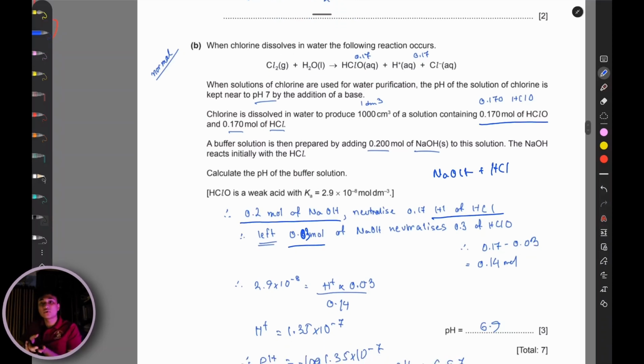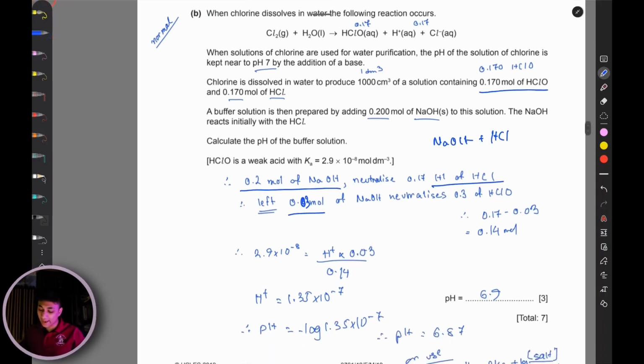Now this leftover 0.03 moles of NaOH will then react with another acid that is also present in the equilibrium in your solution. That is HClO, right? It's going to react with HClO. And again, a neutralization reaction will take place, neutralizing only 0.03 moles of HClO. Why? Because your base or alkali is now the limiting reagent. Hence, it will only neutralize 0.03 moles of HClO.